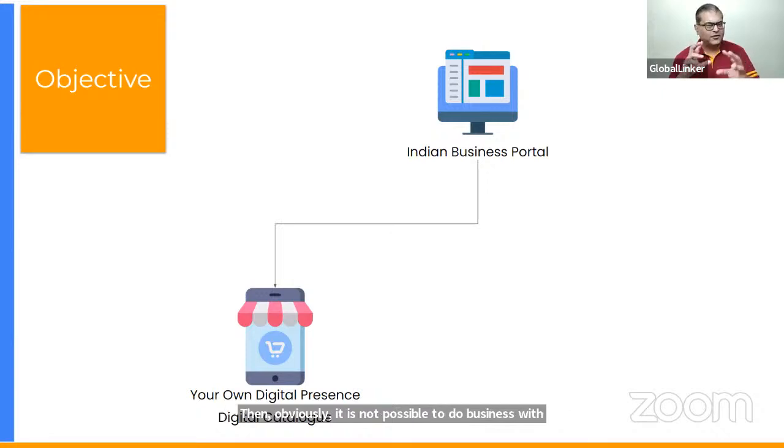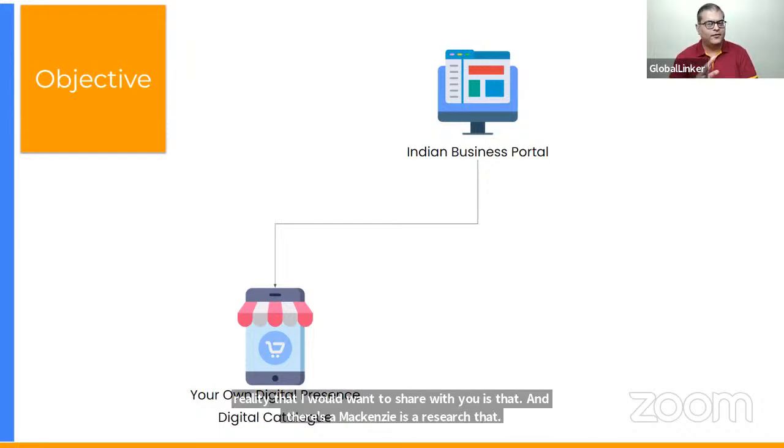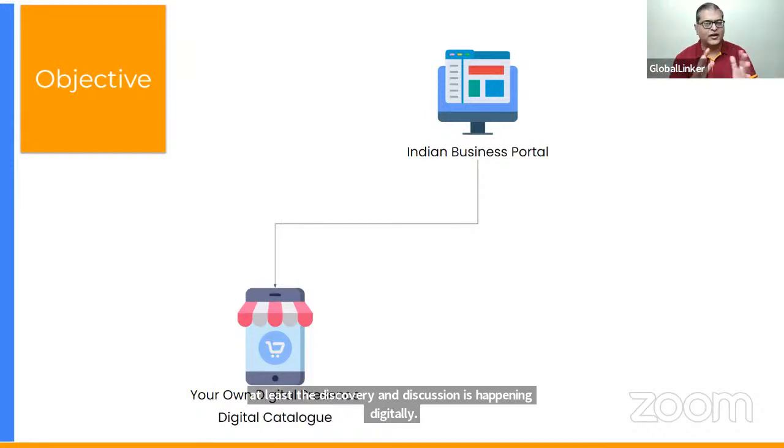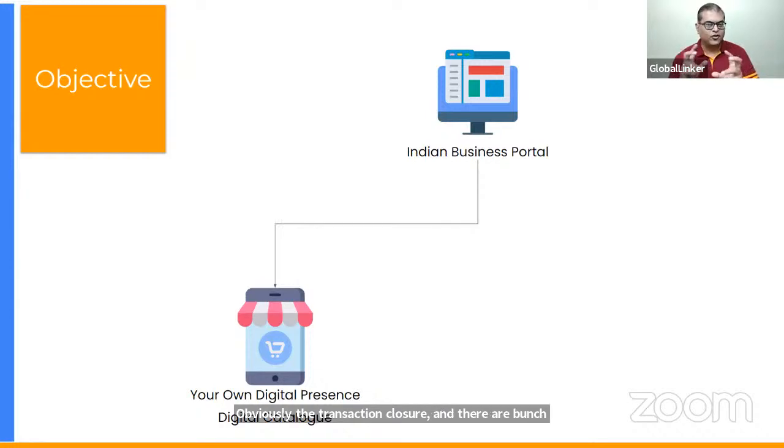And if they are totally dark, they can't be found, then obviously it is not possible to do business with them. And this is where one very alarming reality that I would want to share with you is that there's a McKinsey research that they had published some time back, which clearly shows that almost 49% of the global B2B transactions have started happening digitally, or at least the discovery and discussion initiation is happening digitally. Obviously, transaction closure and a bunch of other things are related to it. But the discovery or research or connecting with the prospective supplier, etc., has started happening digitally, almost 49% of it.